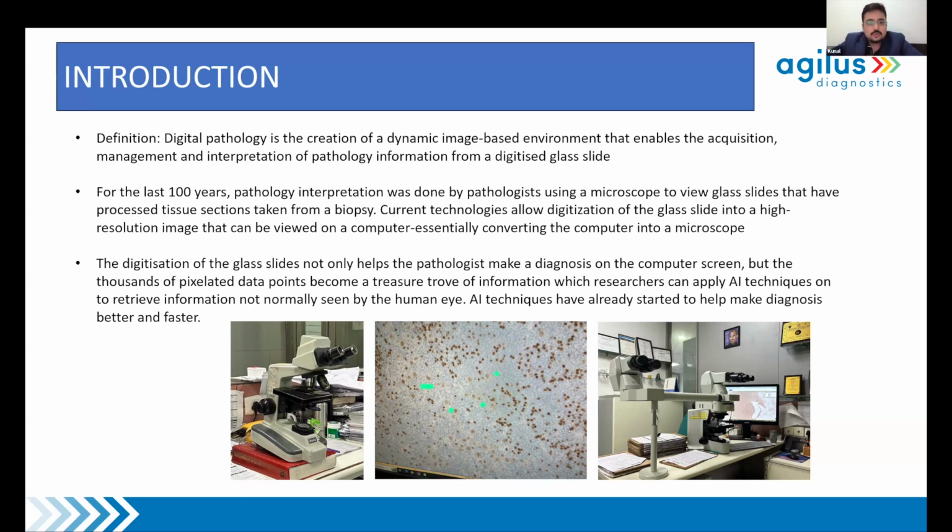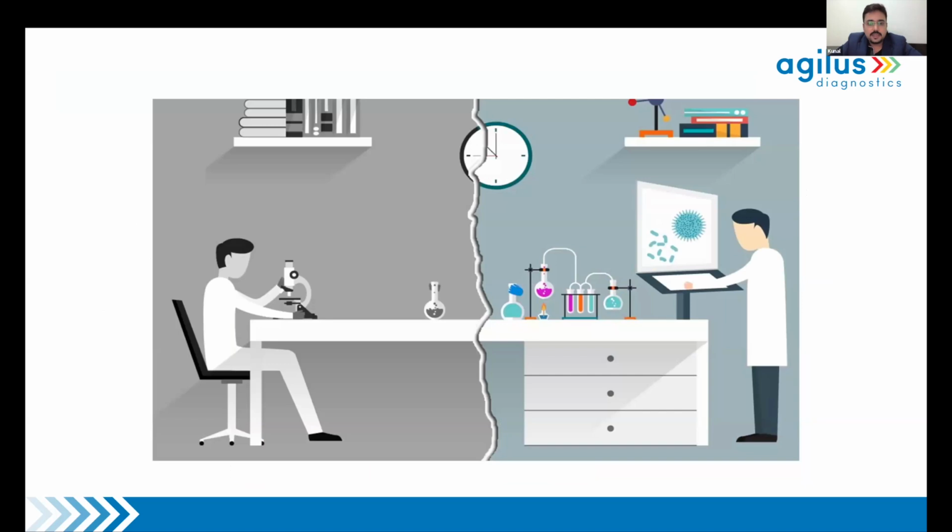The digitization of glass slides not only helps the pathologist to make a diagnosis on the computer screen, but thousands of pixelated data points become a treasure trove of information, which researchers can apply AI techniques on to retrieve information which is not normally seen by the human eye. And these AI techniques have already started to help make diagnosis better and faster. We know that there are a lot of AI algorithms coming up in both hematology as well as solid oncology, whether it is breast, prostate, or hematological malignancies. For AI to work well, the data has to be digitized. So digital pathology is a prerequisite to build AI algorithms.